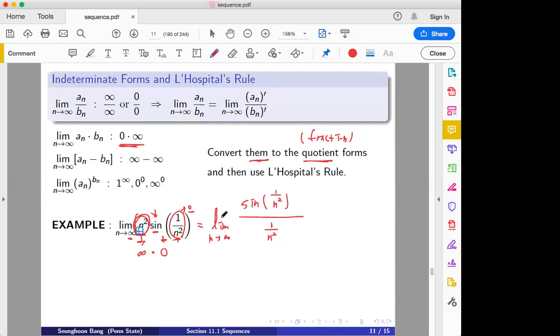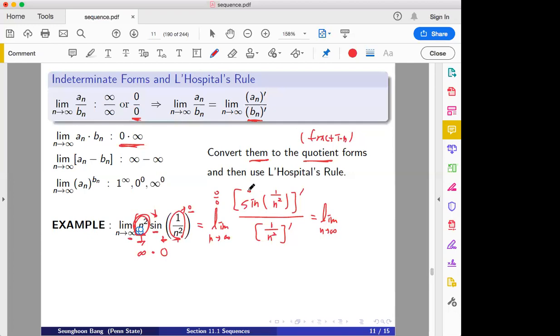So what's that? As n goes to infinity, plug infinity into n. Sine of 1 over infinity is 0. The bottom one, 1 over infinity, is 0. Exactly a 0 over 0 form. So with the 0 over 0 form, you can use L'Hopital's rule. So this is the same as the limit as n approaches infinity, and you can use the chain rule.